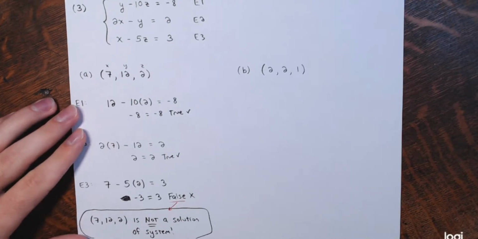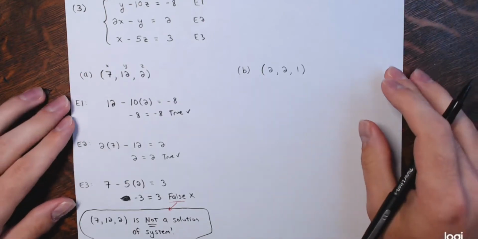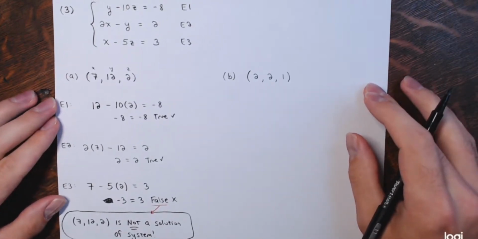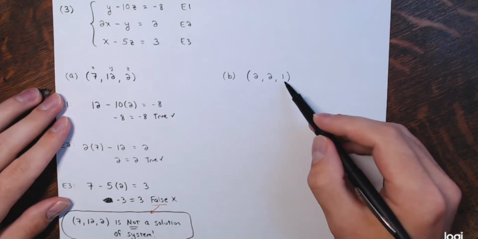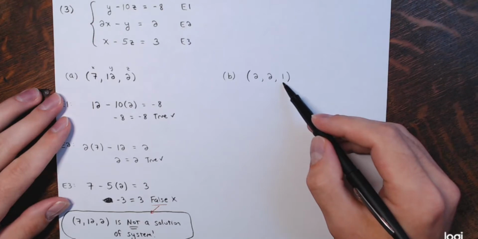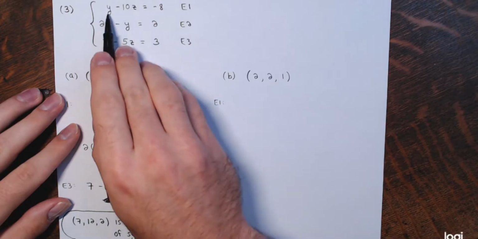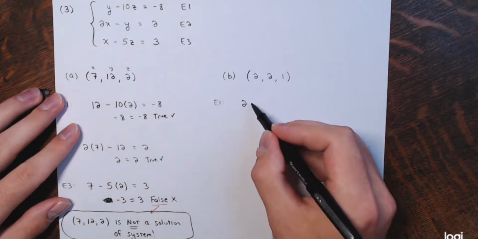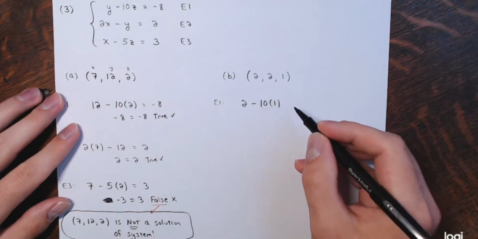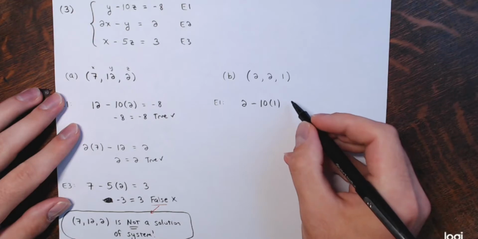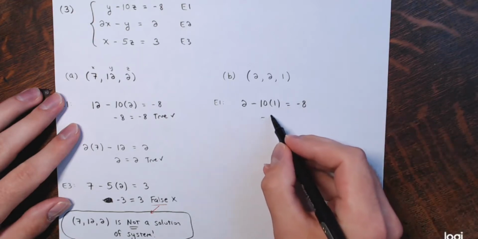Yeah, it's got to satisfy all of them, not just 2 of them. Alright, same thing for the next part. Part B, we're given the ordered triple, 2 for x, 2 for y, 1 for z. Let's go into equation 1. Take the y coordinate, 2, minus 10 times the z coordinate, so minus 10 times 1. Is this equal to negative 8?